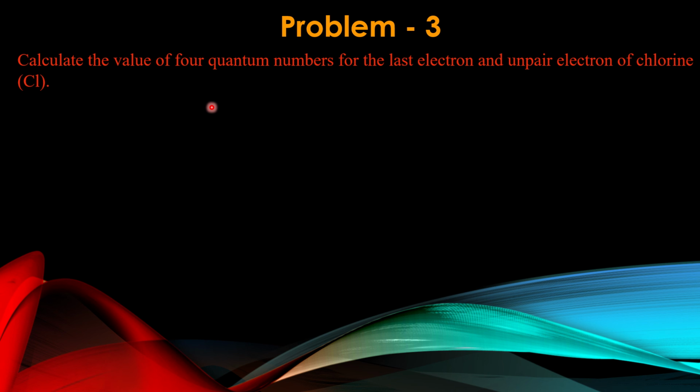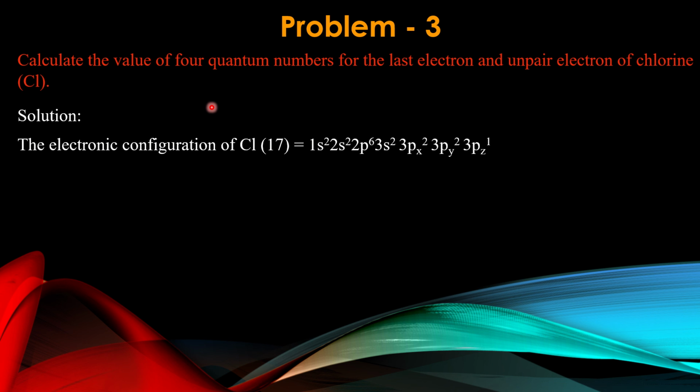Now another problem. Calculate the value of the 4 quantum numbers for the last electron and the unpaired electron of chlorine. At first, write the electronic configuration of chlorine. Now look, dear students, here you have to calculate the 4 quantum numbers for the last electron and also the unpaired electron. Now this is the unpaired electron. You can easily understand this because only in this 3pz orbital there is 1 electron. So this is the unpaired electron.